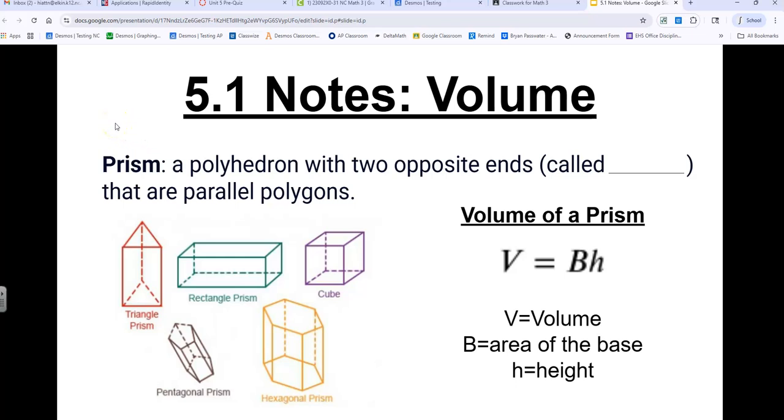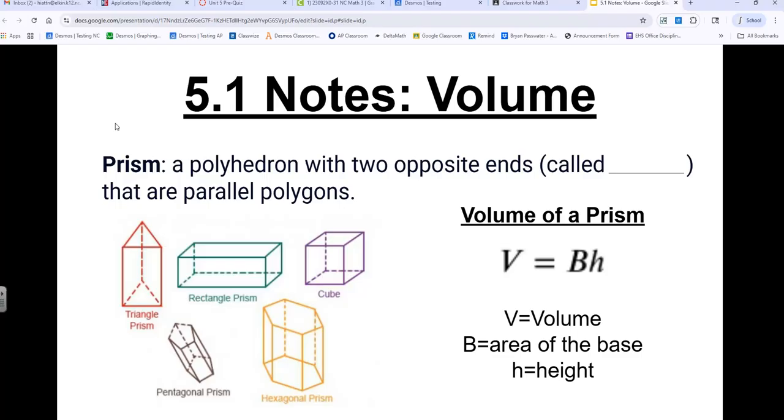So, it is also a good time for me to get out my figures. I wrote these out earlier. Alright, so, we're talking about volume. The two main categories that we have to look at here are going to be prisms and pyramids.